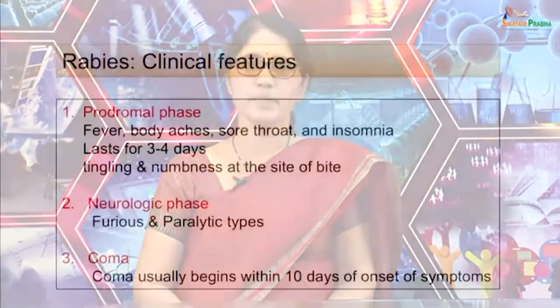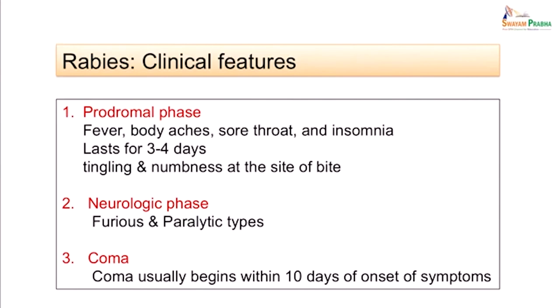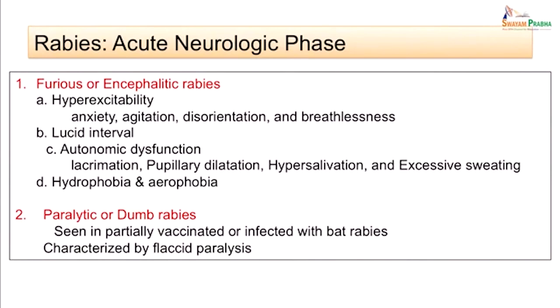The prodromal phase is followed by a neurologic phase. Usually two types of neurologic phases have been observed in rabies patients. Either it is a furious or encephalitic type of rabies, or a paralytic type of neurologic phase. Now, the furious or encephalitic type of rabies is the most commonly observed acute neurologic phase. Almost 75% of rabies patients have this type of rabies.